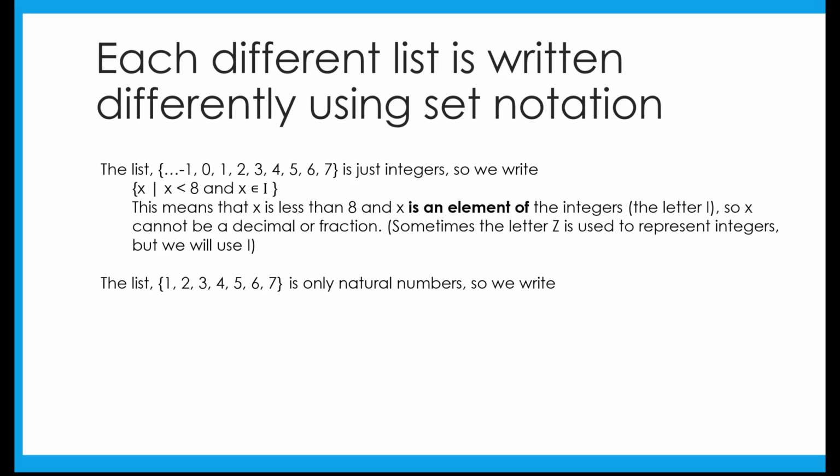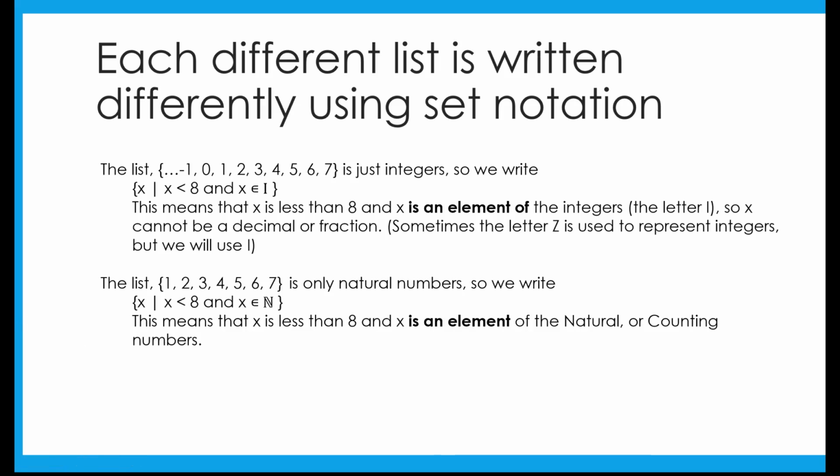And this list that starts with 1 and goes 2, 3, 4, 5, 6, 7 is just natural numbers, so we write the set of all x such that x is less than 8 and x is a natural number. So here's the set of all x such that, and then x is less than 8, and x is an element of the natural numbers. X is a natural number, or a counting number.